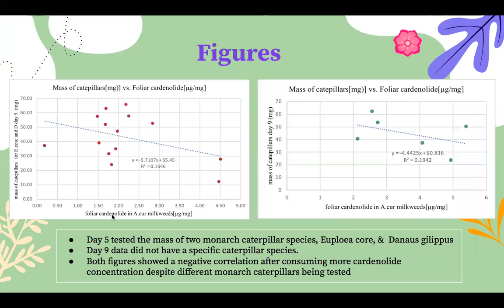As for my other figures, I did a scatter plot separately for each article's data. For the left one, I did one for day 5, which tested the masses of 2 monarch caterpillar species, D. ecor and D. gillipus, and day 9 didn't have a specific caterpillar species that they tested on. As we can see the negative correlation as shown in the other figure, indicating that after consuming more cardenolide concentration, it has no effect.